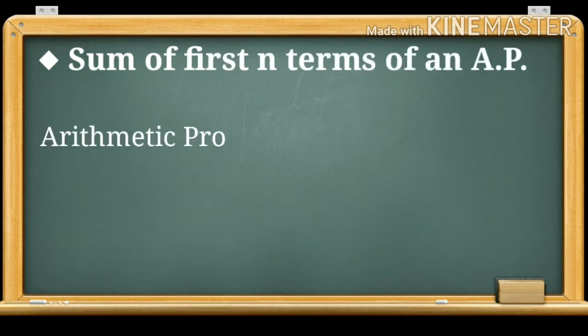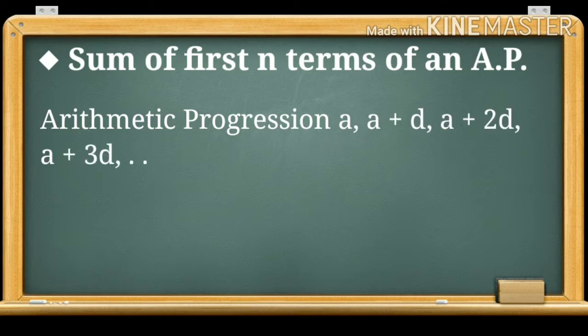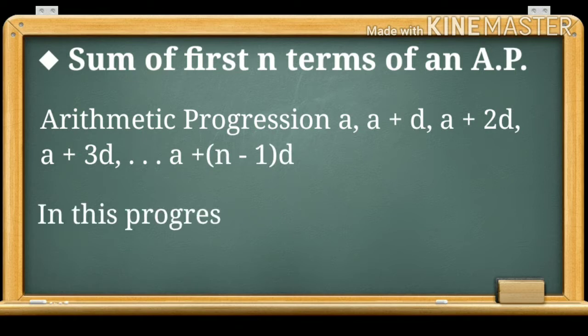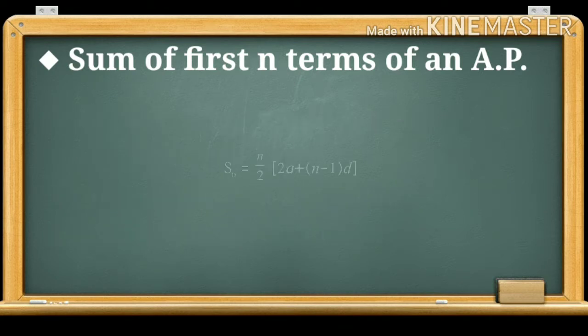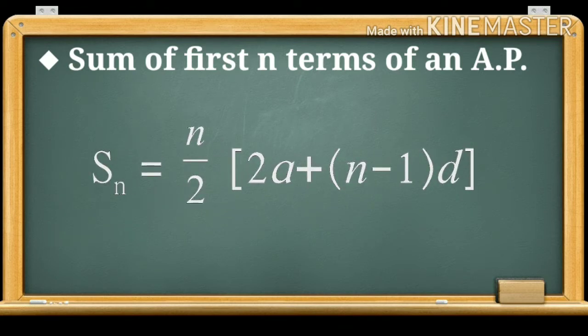Arithmetic progression: a, a plus d, a plus 2d, a plus 3d and so on, a plus (n minus 1) into d. In this progression, a is the first term and d is the common difference. Then sum of first n terms is calculated by using formula Sn equal to n upon 2 into (2a plus (n minus 1) into d). Sum of first n terms of an AP is denoted by Sn.